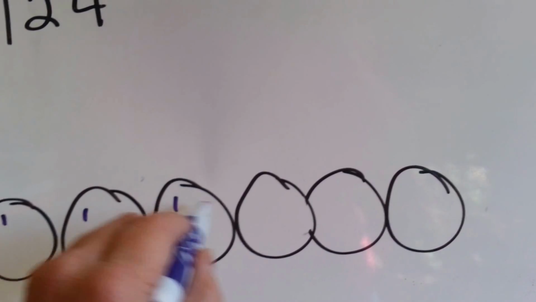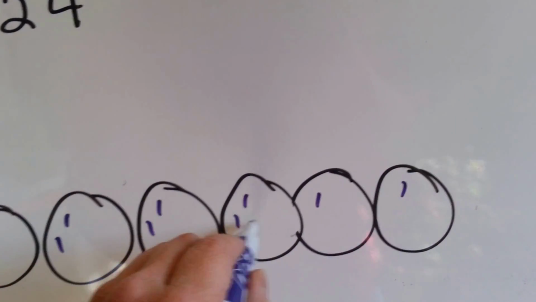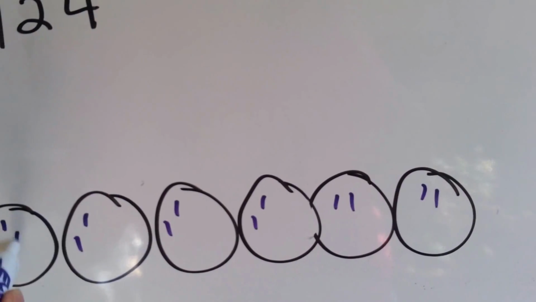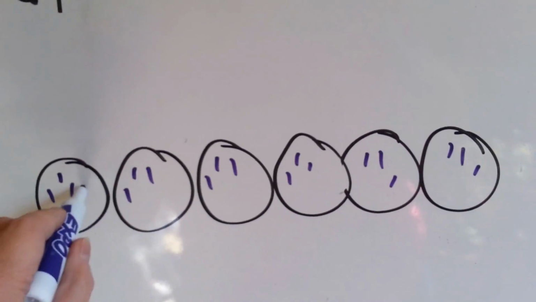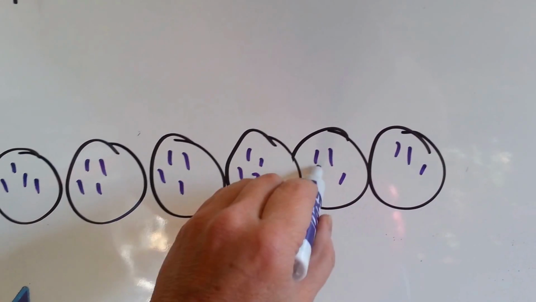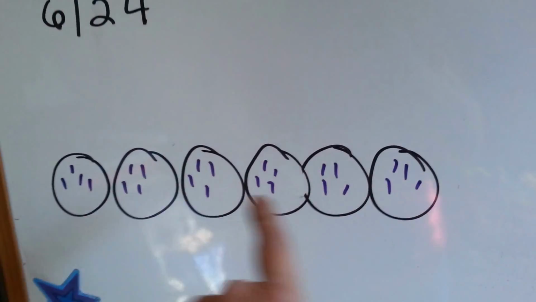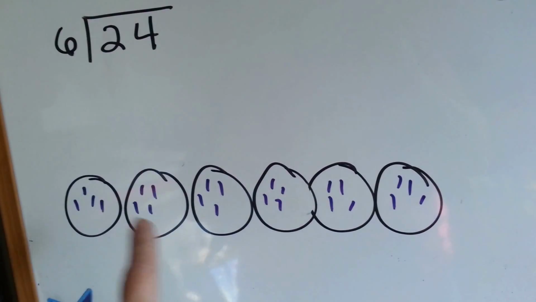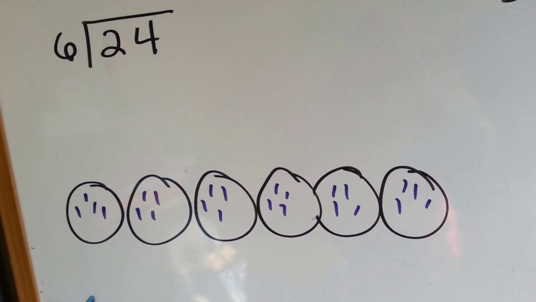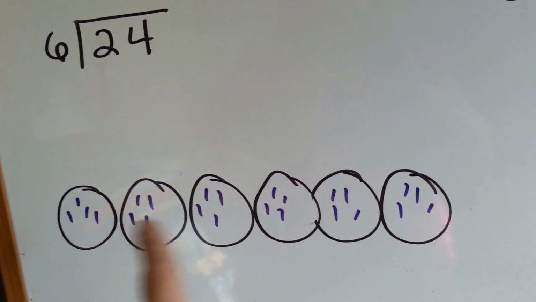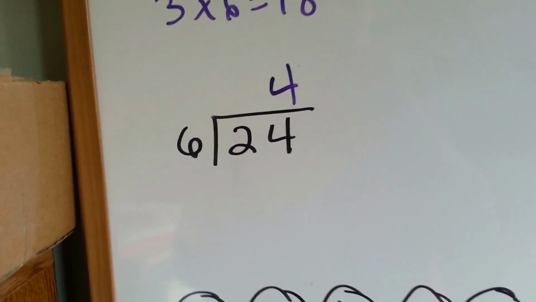1, 2, 3, 4, 5, 6, 7, 8, 9, 10, 11, 12, 13, 14, 15, 16, 17, 18, 19, 20, 21, 22, 23, 24. I stop at 24 because that's the number. I have 6 groups. See? How many dots are in each group? How many little lines? There's 4. So that means 6 goes into 24 4 times.